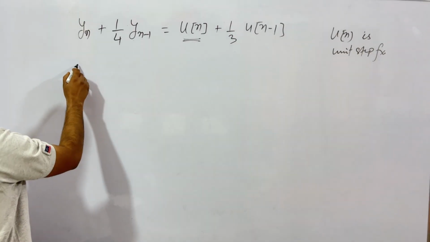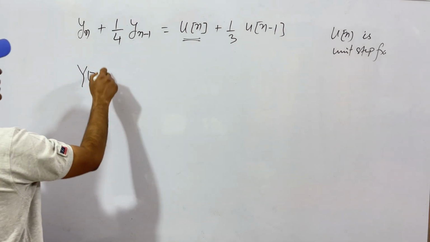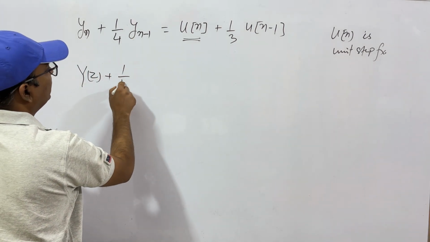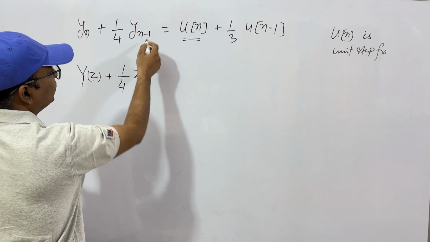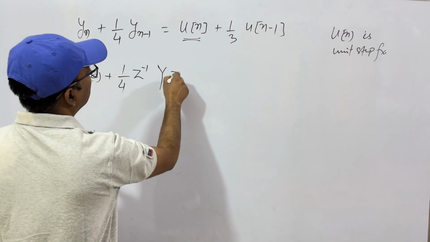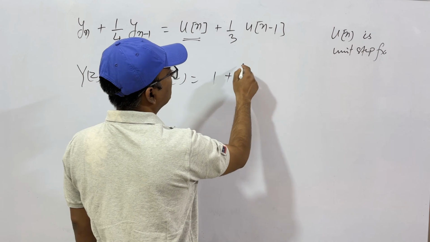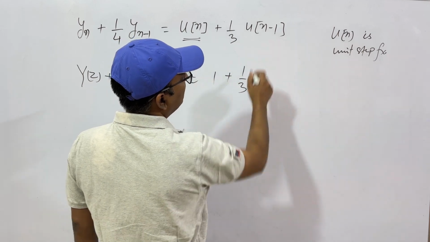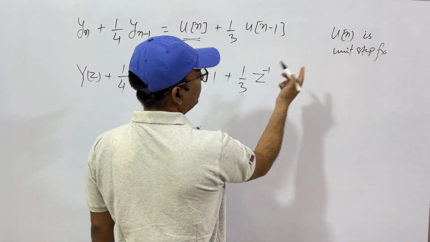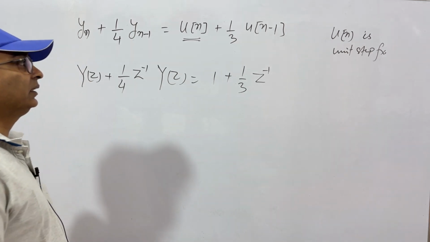So take the z transform. Here we'll get Y(z). Here y(n-1) will be 1/4 z inverse Y(z). This is n-1. This is the unit step function. So the transform will be 1 plus 1/3 z inverse. This is n-1. Okay, clear?